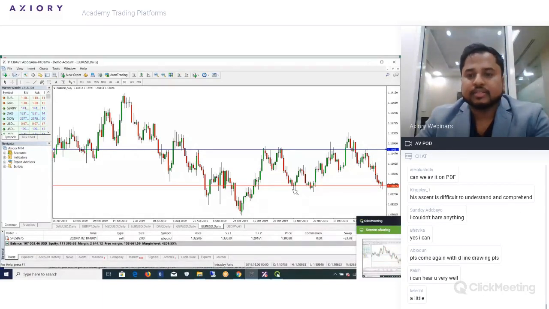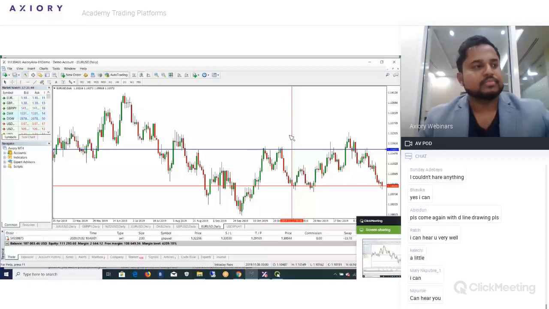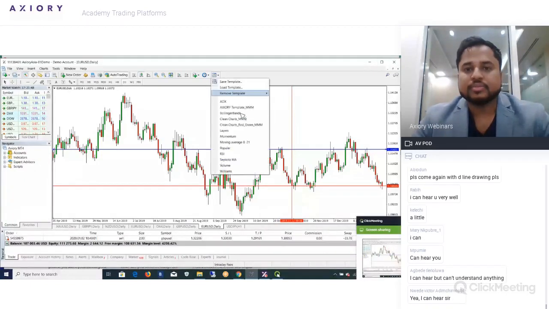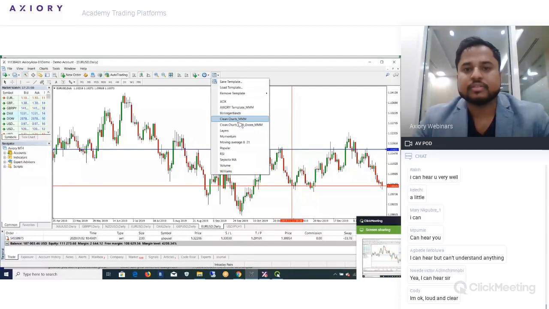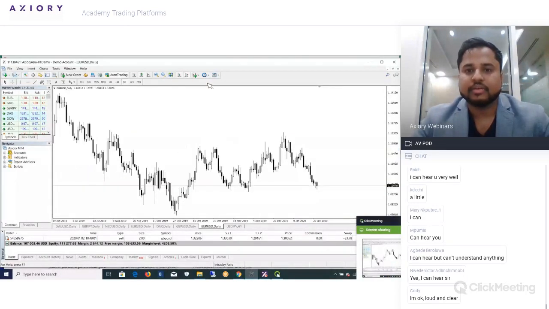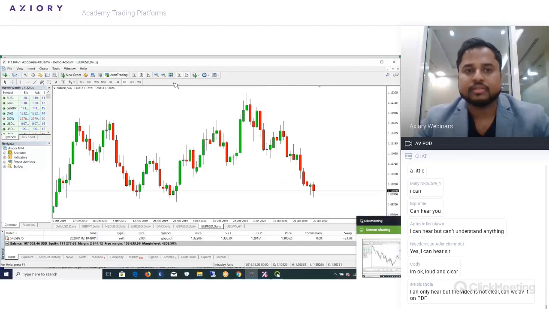This is vertical lines. Now we can just clean this one. Just load our template. Everything is clear. And if you want red on green, you can put that one.